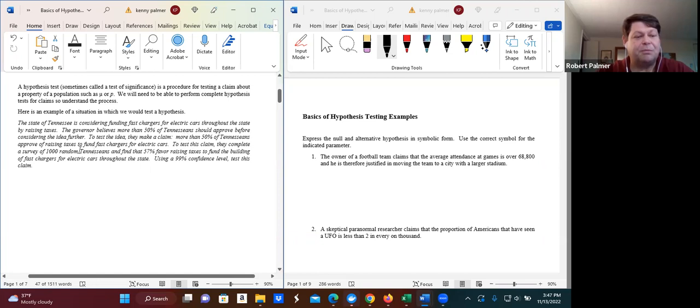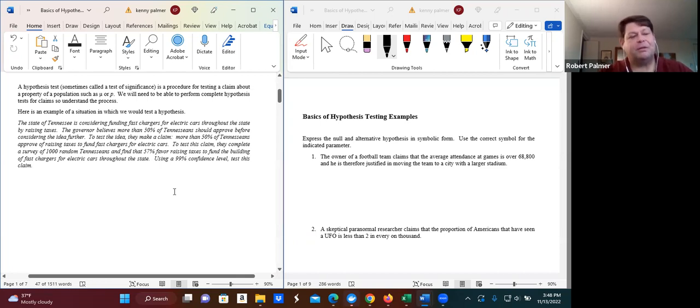So in this one, we have a claim: more than 50% of Tennesseans approve of raising taxes to fund fast chargers for electric cars. So that's our hypothesis. That's a claim we want to test. And so what we want to do, using the sample of 1,000 random Tennesseans, is use statistics to indicate how likely the result is. So the idea is that the claim is more than 50% of Tennesseans do favor this.